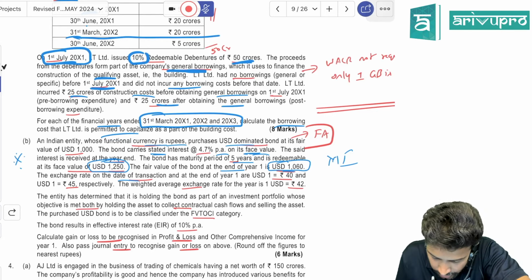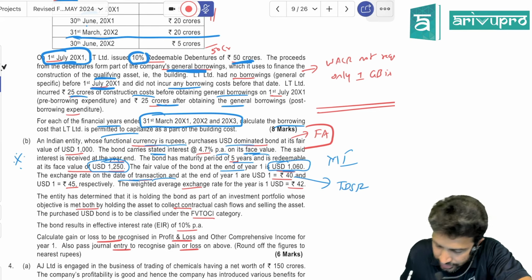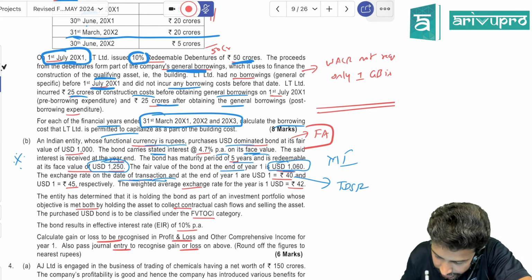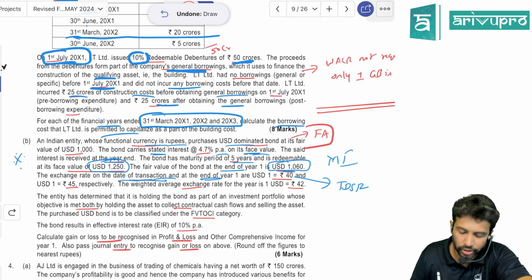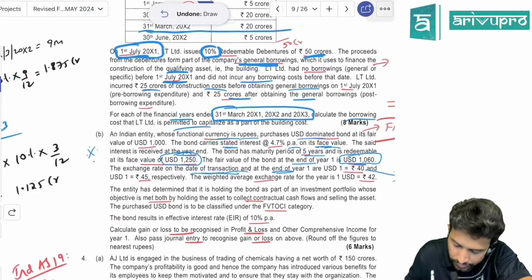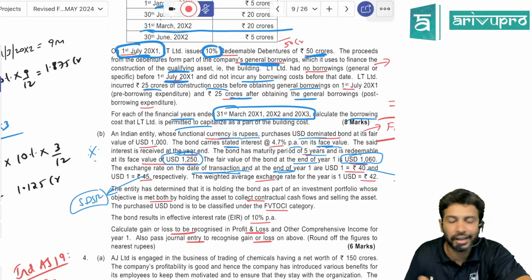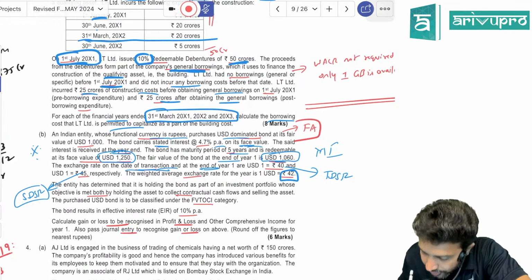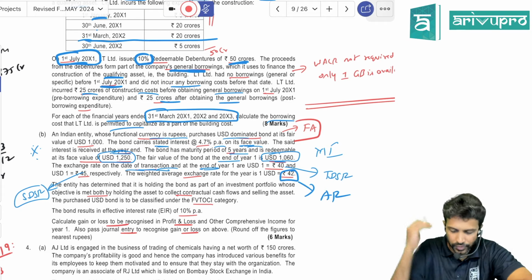They have given it. The exchange rate on the date of transaction is $1 is 40. So this is your TDSR. And the exchange rate on the date of transaction and at the end of the year, both they have given. So on the date of transaction, it was $1 is 40. At the end of the year, it is 45. At the end of the year, you receive interest. So that's a settlement. So this is your SDSR, settlement date spot rate. The weighted average rate is given to be 42. So this is your average rate. So the three rates which we wanted, they've given.